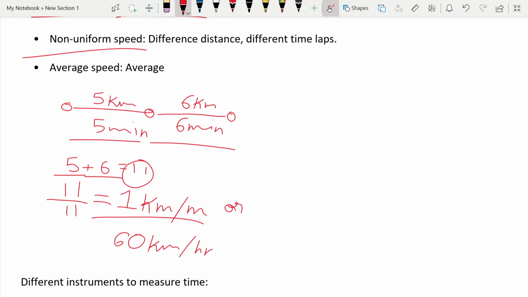Now how did that 60 come in? Because 60 minutes is equal to 1 hour. And in 60 minutes, they're going to cover 60 kilometers. So that's how we got it.